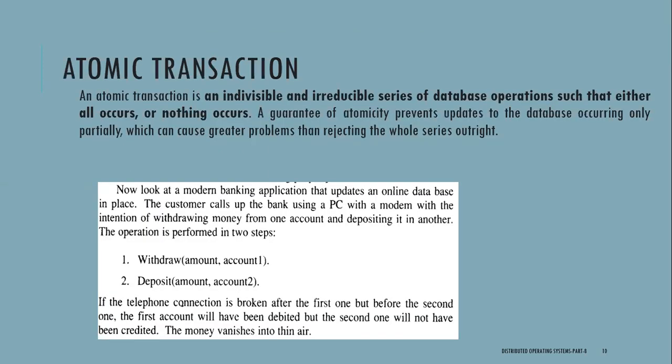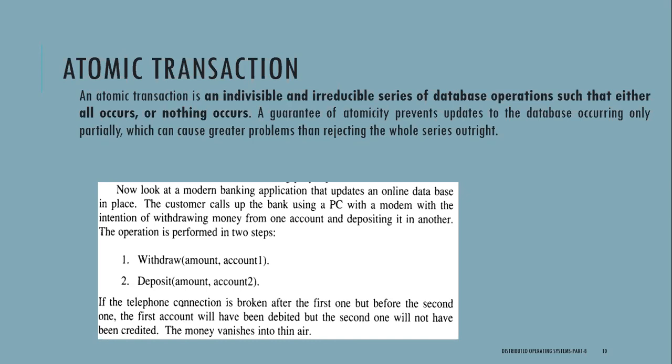Atomic transaction. An atomic transaction is an indivisible and irreducible series of database operations such that either all occurs or nothing occurs. A guarantee of atomicity prevents updates to the database occurring only partially, which can cause greater problems than rejecting the whole series outright. An example is given.